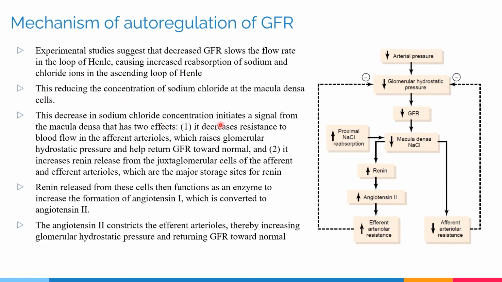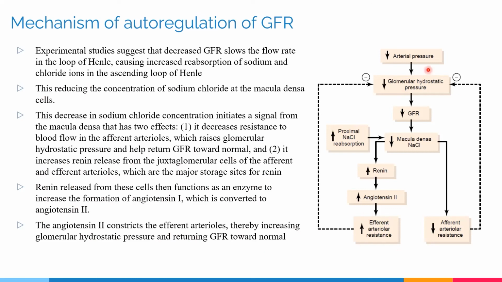This decrease in sodium chloride concentration initiates a signal from the macula densa that has two effects. First, it decreases the resistance to blood flow in the afferent arterioles, which raises glomerular hydrostatic pressure and helps return GFR towards normal. It also increases renin release from juxtaglomerular cells of the afferent and efferent arterioles, which are major storage sites for renin. Renin released from these cells then functions as an enzyme to increase the formation of angiotensin 1, which is subsequently converted to angiotensin 2. As we know, angiotensin 2 constricts the efferent arterioles and therefore increases the glomerular hydrostatic pressure, returning GFR towards normal.